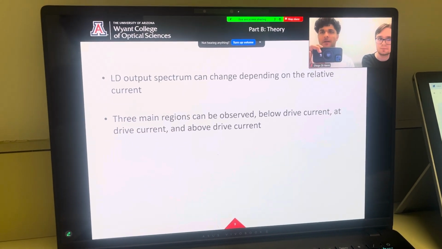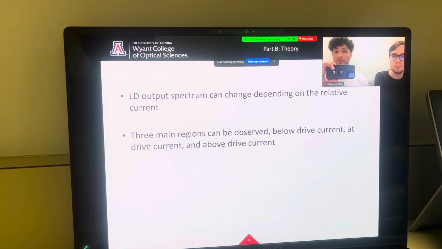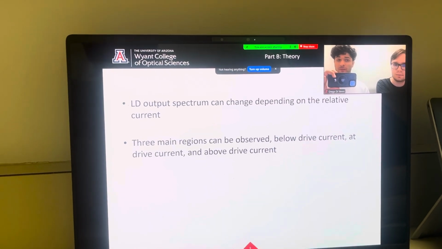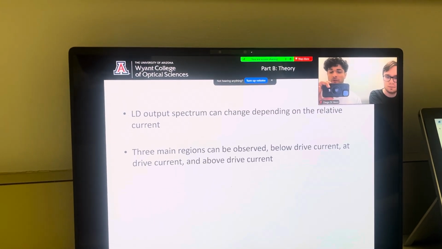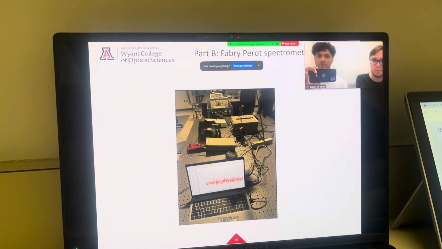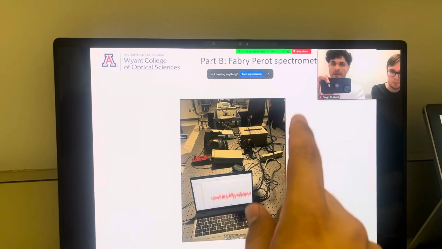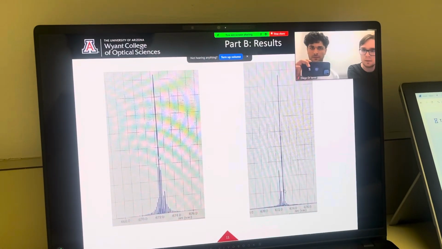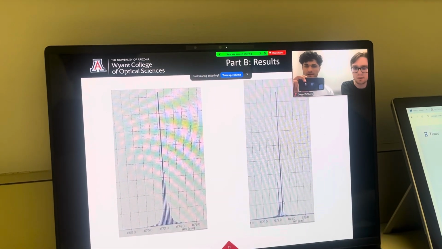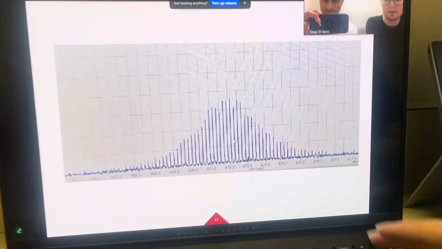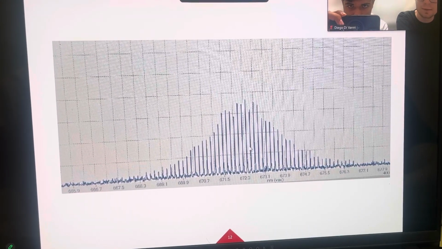So for part B, the LD output spectrum can change depending on the relative current. A few main regions can be observed: below drive current, at drive current, and above drive current. So this was the setup. It was a basic setup with the integrating sphere, the DMM, and a laser diode. So here were some of our spectrographs for part B, and then here was the LED spectrograph for part B.